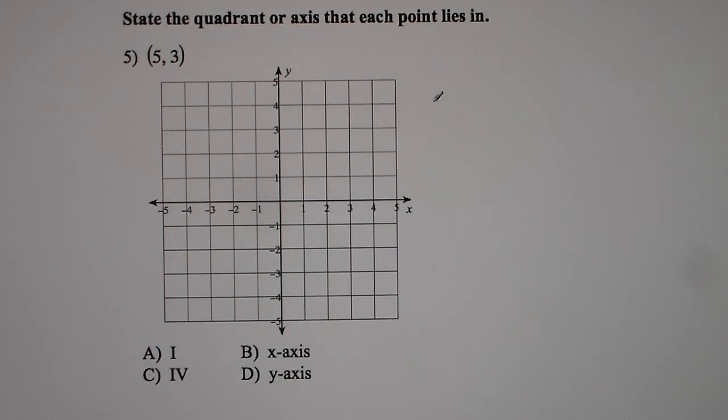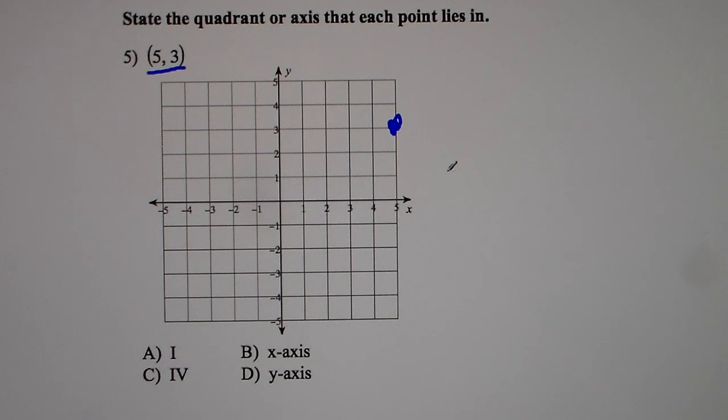Let's look at number 5 here. State the quadrant or axis that each point lies in. So we got this point, or the coordinate 5, 3. That means 5 to the right, 3 up. So it's this blue point right here.